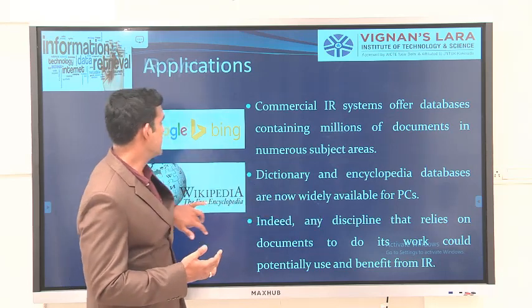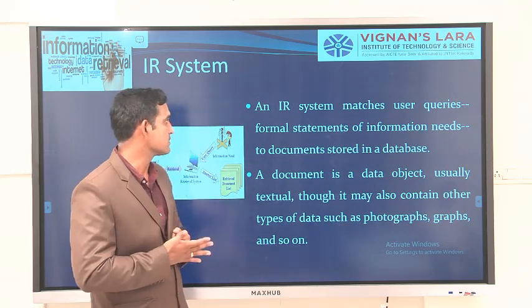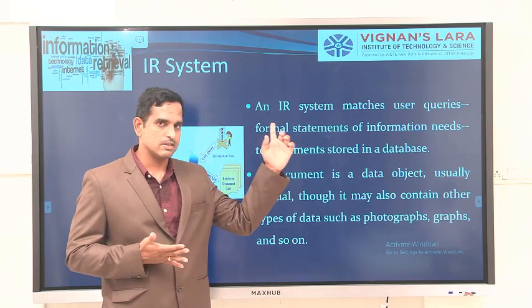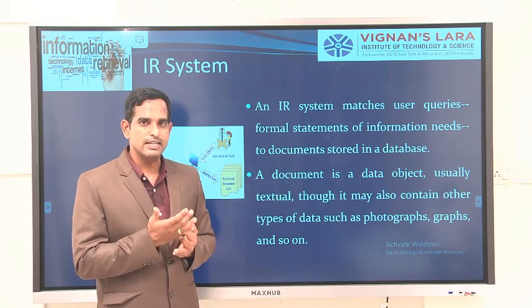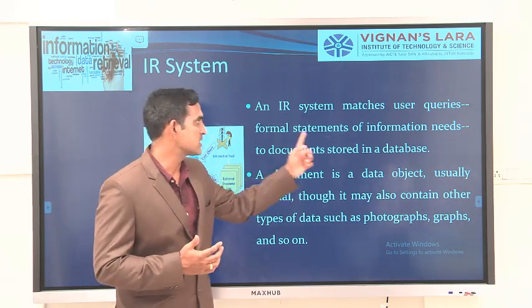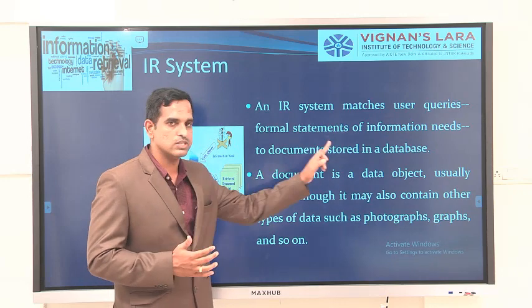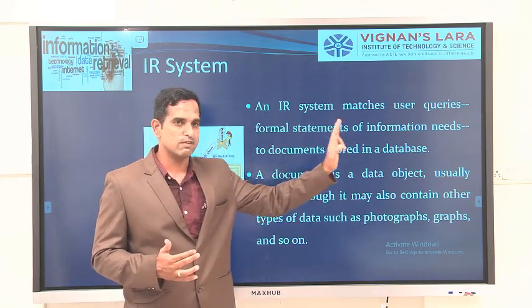The next thing is, what is an information retrieval system? An information retrieval system, as I already told you, is about storage, managing your storage and accessing those particular things. So an information retrieval system matches user queries. These user queries are nothing but a formal statement of information needs.